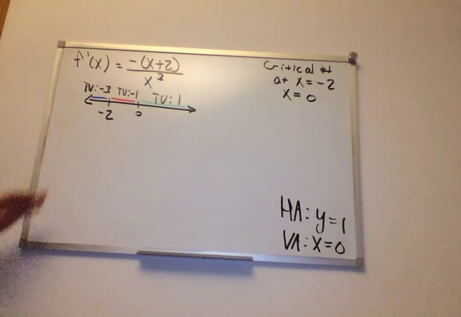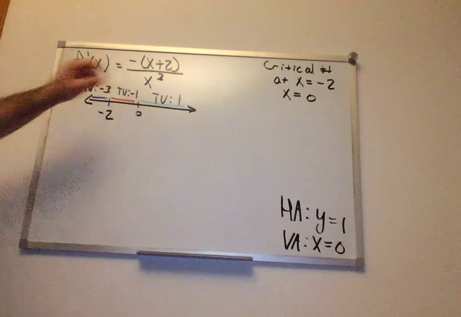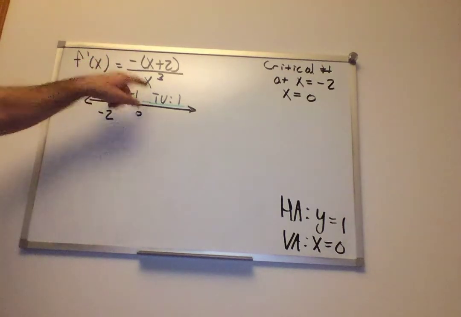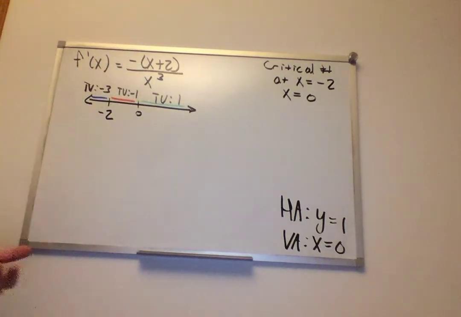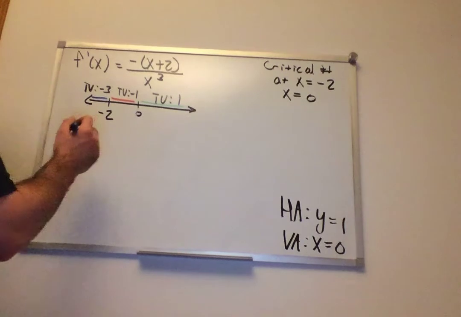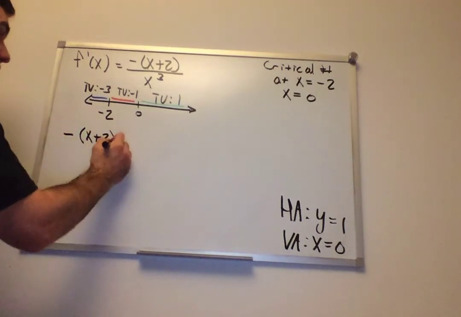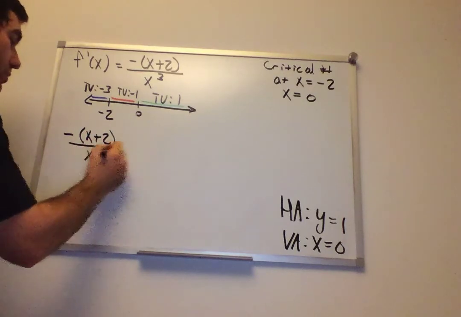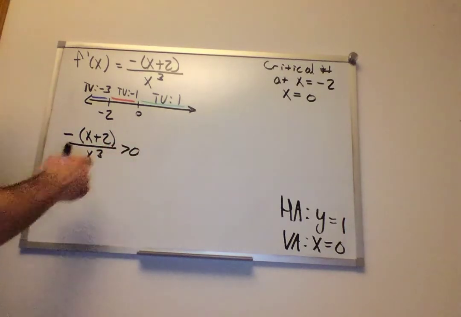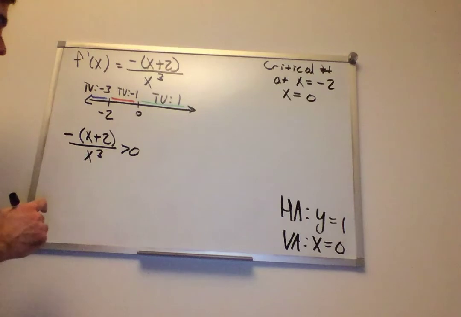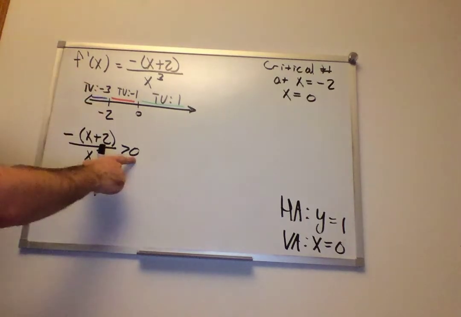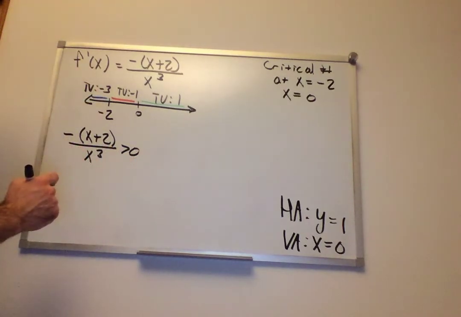Now this one, we're going to care about the numerator and the denominator because when we plug negative numbers into the denominator, they're not always going to be positive. Sometimes they're going to be negative. So we got to be careful. So negative x plus 2 over x cubed greater than 0. So we're finding the intervals of increasing because we took the derivative and set it greater than 0. So now let's plug in our test values.